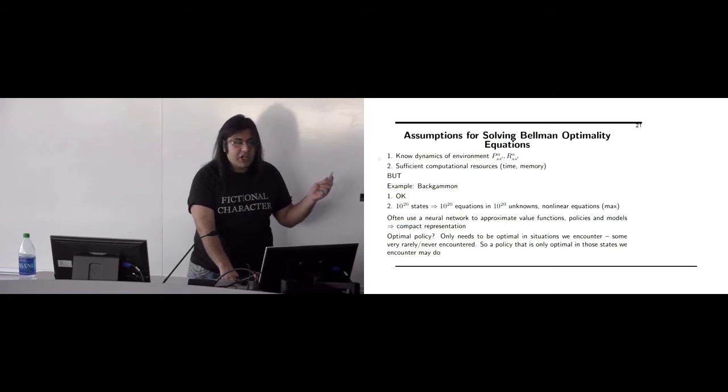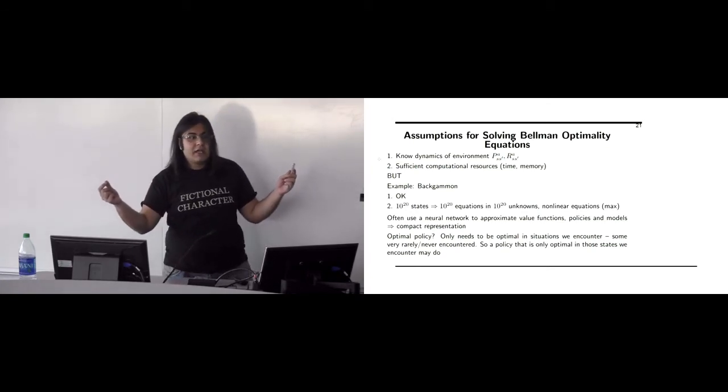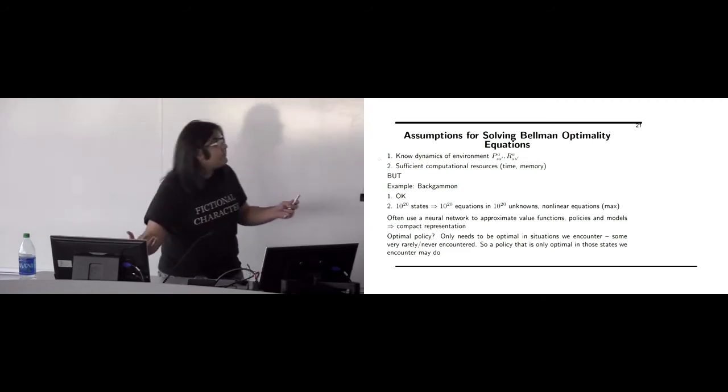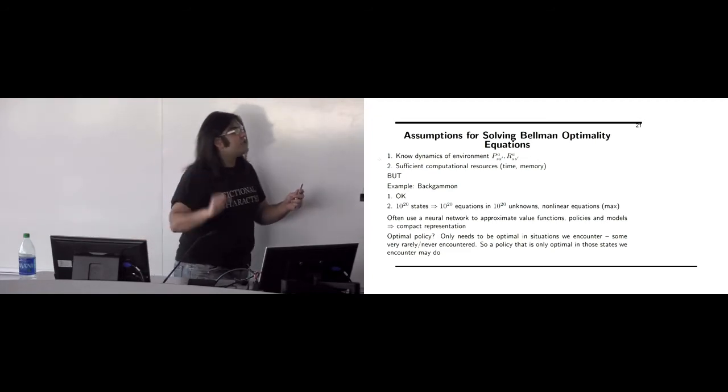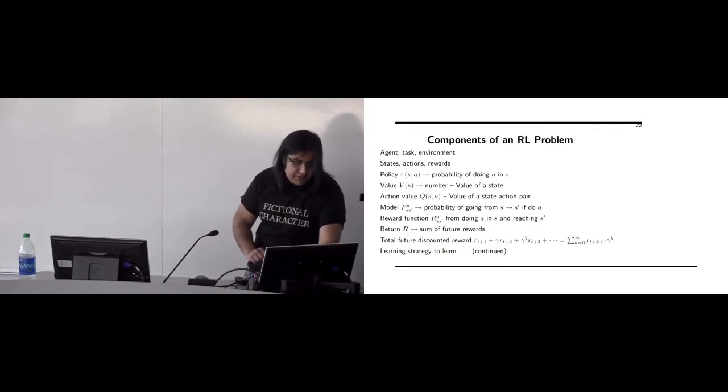Are we clear on the first two assumptions of solving this decision-making problem, sequential decision-making with Bellman equations and dynamic programming? Once again, the first assumption is we know the dynamics of the environment. If we don't, we have to come up with approximations of it. And two, we have sufficient computational resources in terms of time and memory.